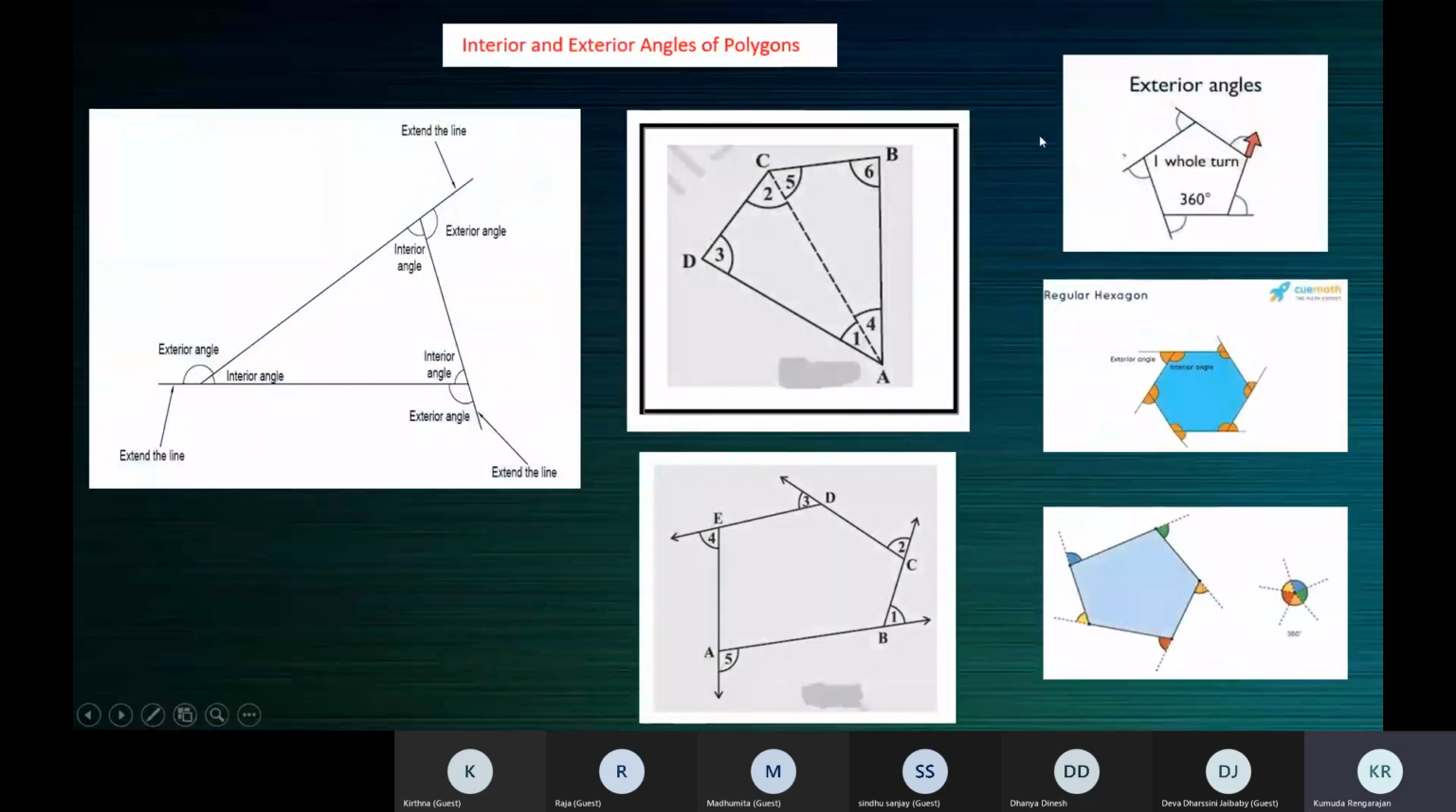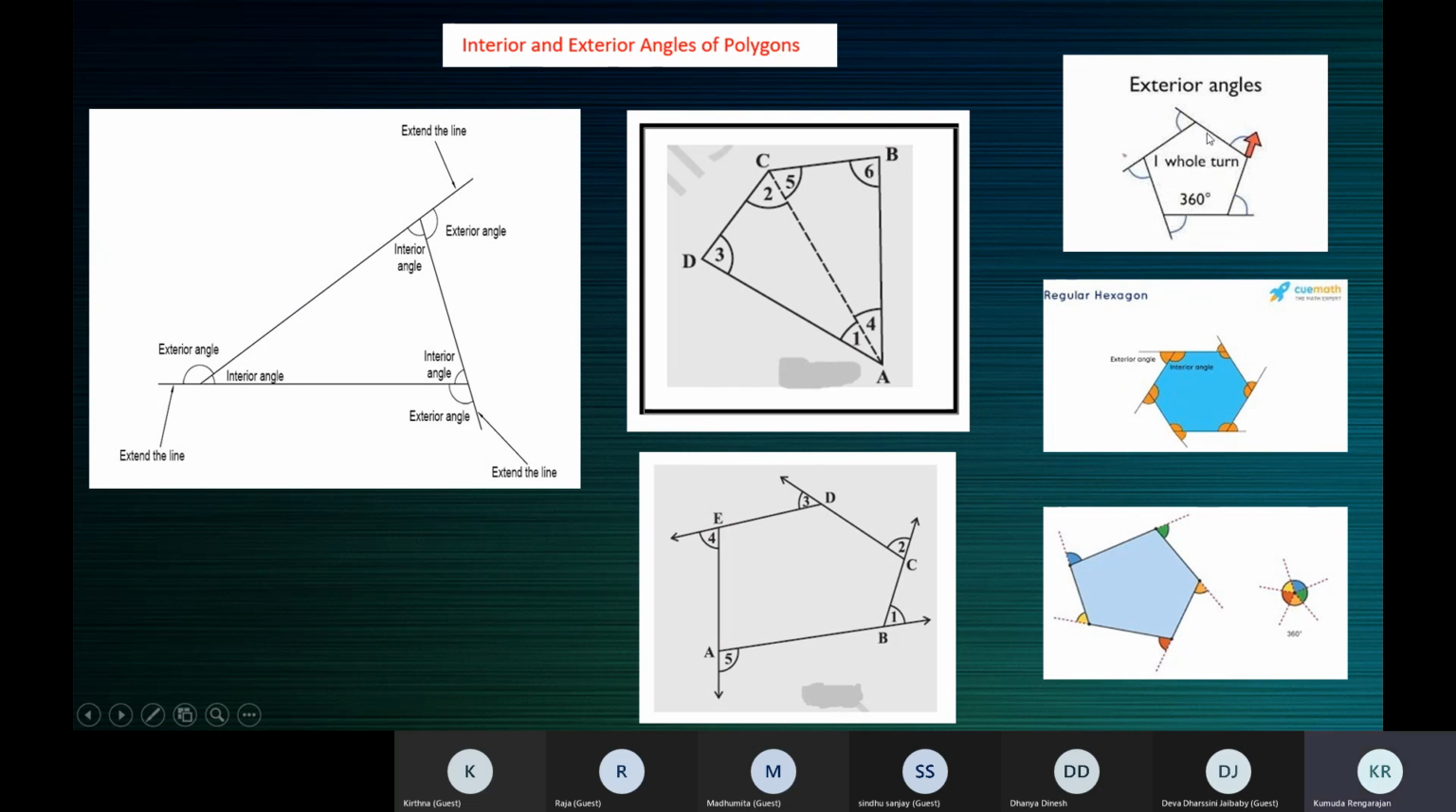Here, in every figure, see, this is the interior angle. This is the exterior angle. The exterior angle and interior angle lie on the same straight line, so their sum will always be 180. They're lying next to one another. The interior angle will be one part, then the exterior angle will complete it. Together they make 180 degrees.